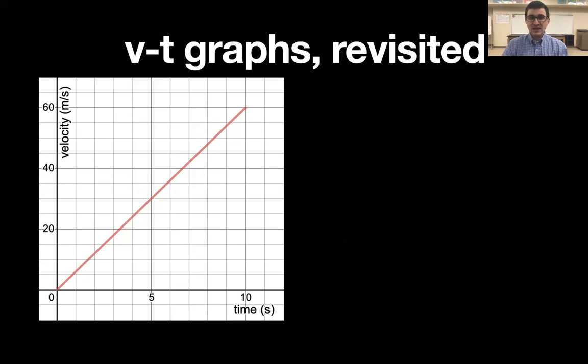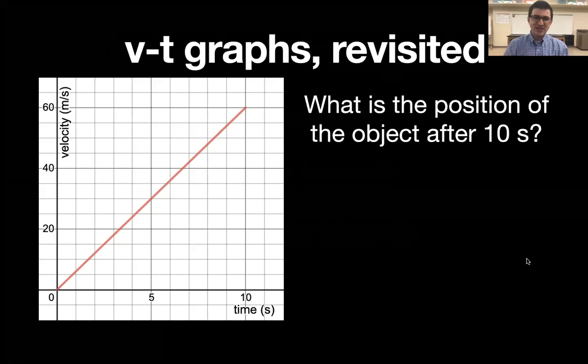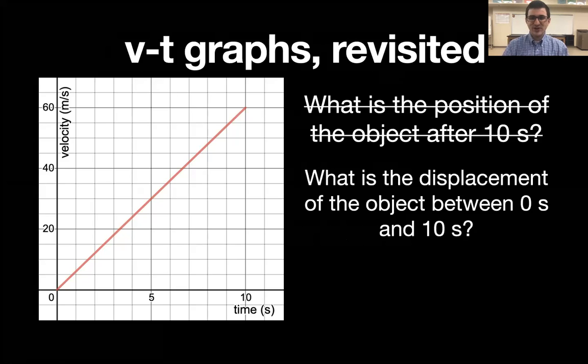First, a little warm-up question: looking at this VT graph between 0 seconds and 10 seconds, just after 10 seconds, what is the position of the object? Hopefully you didn't fall for my trap and rejected the question, because we cannot determine the final position of the object using this velocity versus time graph.